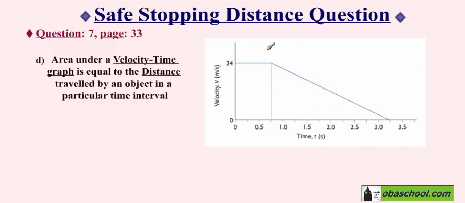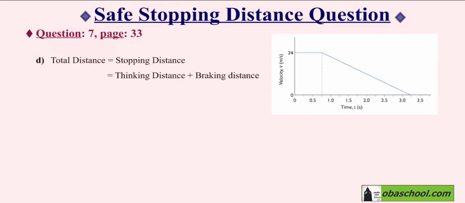Now the last part, part D, we are required to get the total distance the car travels before stopping. To do so, we can use the area under a velocity time graph. Now the total distance we know is the stopping distance. The whole thing is the thinking distance plus the braking distance. We already got the thinking distance in the second part, so all we have to do is get the braking distance in order to get the stopping distance.